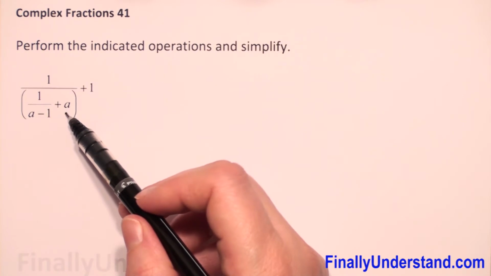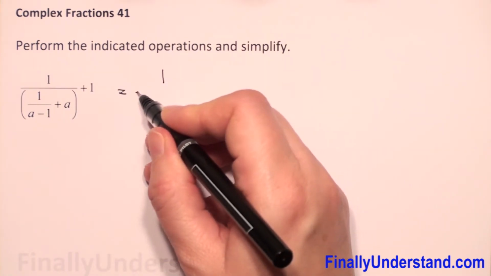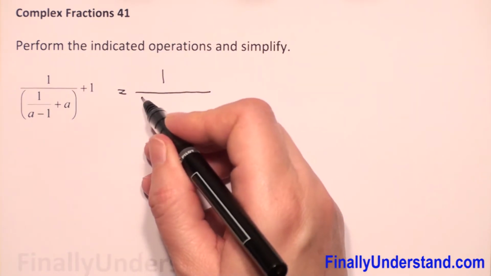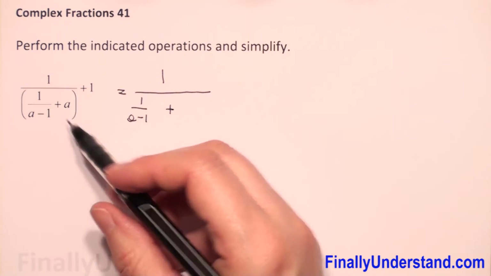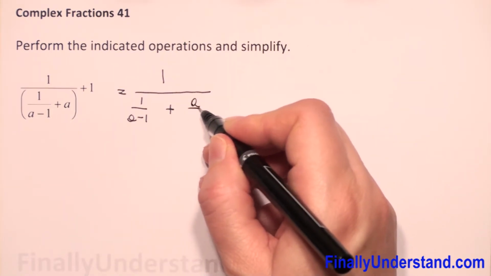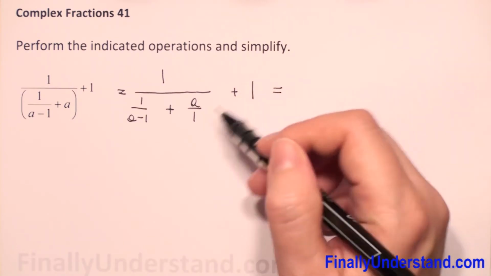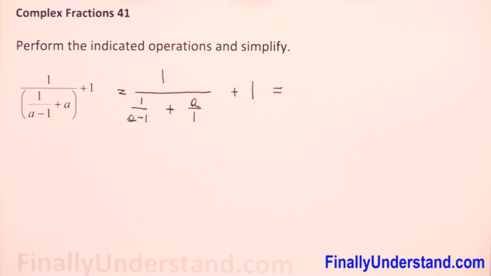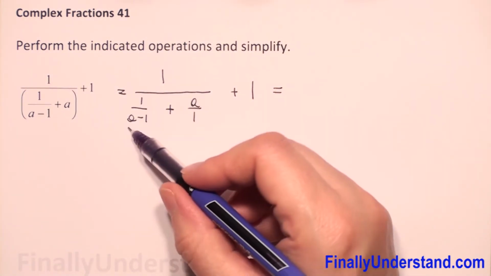First, I need to change a to a fraction. So I will copy 1 over a minus 1 plus, I will write a, that this is a over 1. So now we have fractions, we have to copy plus. The same denominator for a minus 1 and 1 will be a minus 1 times 1, which is a minus 1.